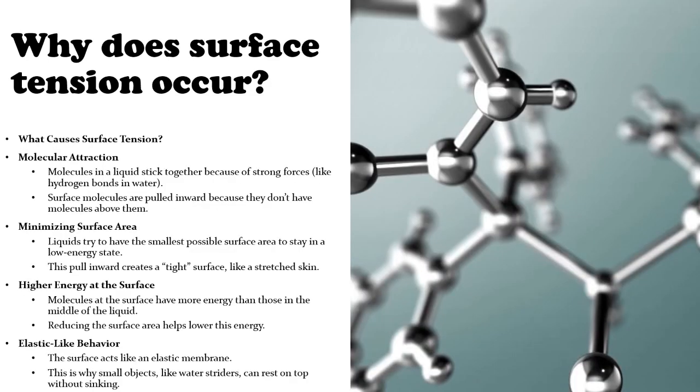Why does surface tension occur? There are 4 main factors that influence why surface tension occurs. The first one is molecular attraction, then small surface area, high energy at the surface, and elastic behaviour at the surface.